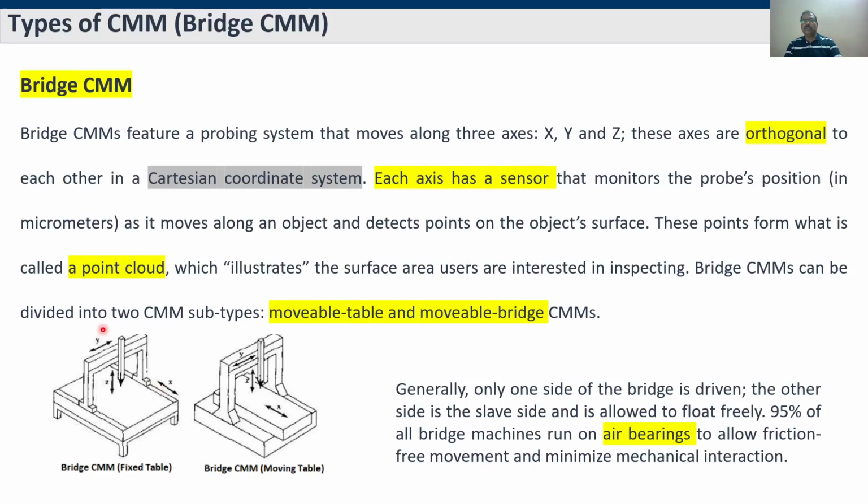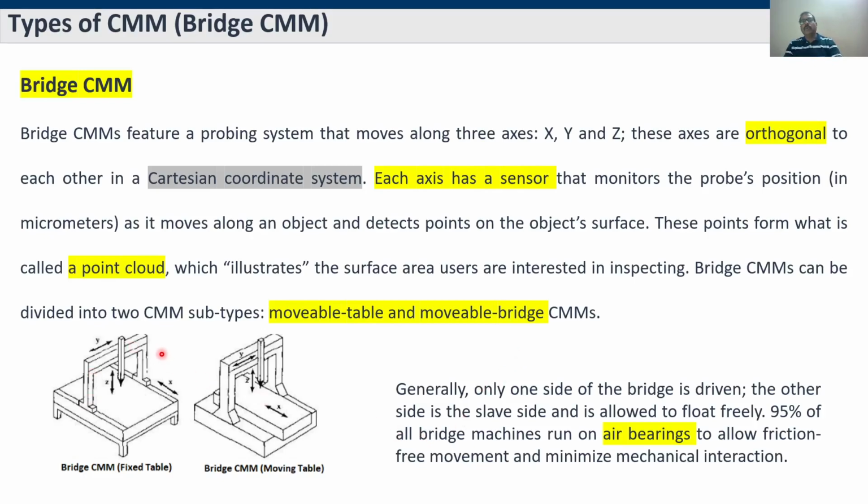So this is what it is. Under this, only one side has the mechanism for driving, the drive side. The other side acts as a slave side, which follows the commands given by the other side.